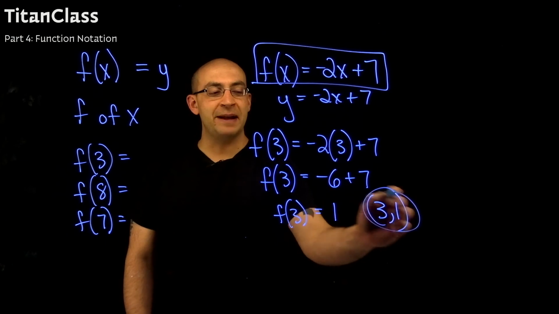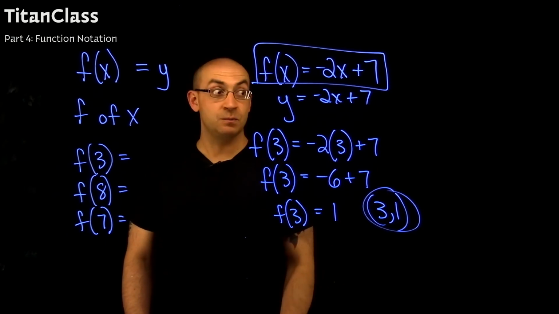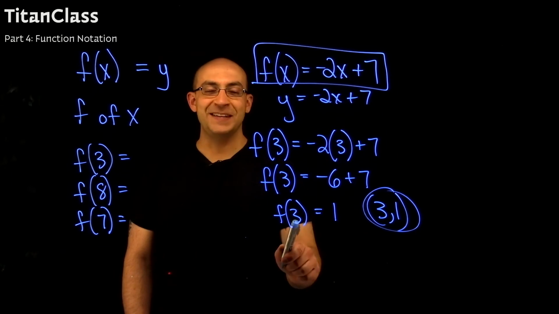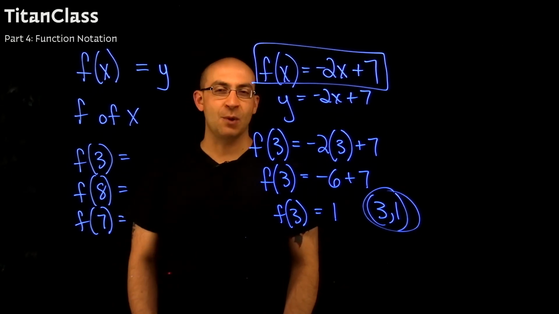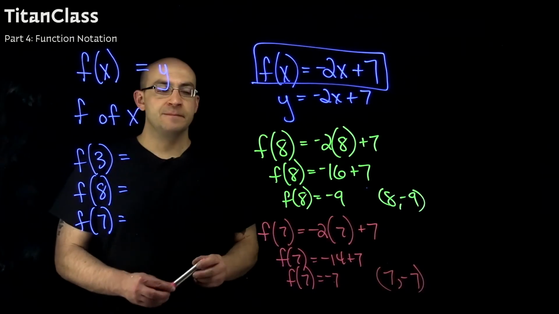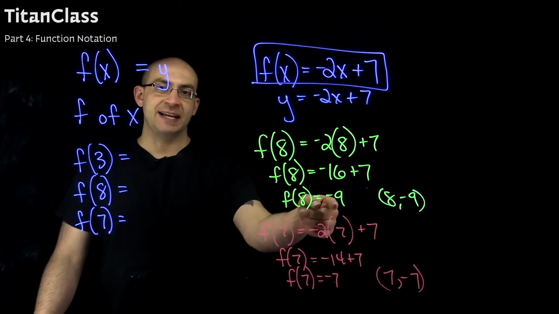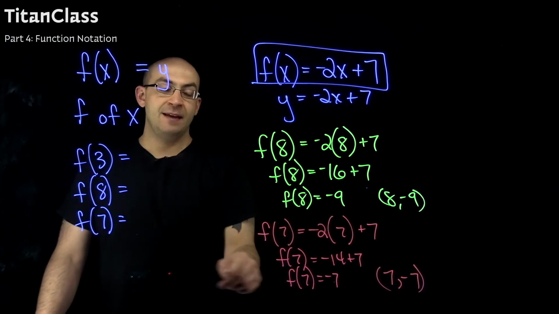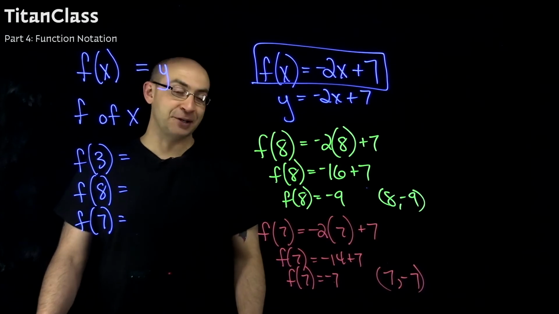So my ordered pair is 3, 1, meaning when the input is 3, the output is... When the input is 3, the output is 1. Go ahead and try the other 2 on your own. I'll wait. Okay, so if you got f of 8 equals negative 9 for our first one, and f of 7 equals negative 7 on your second one, you're looking amazing right now.